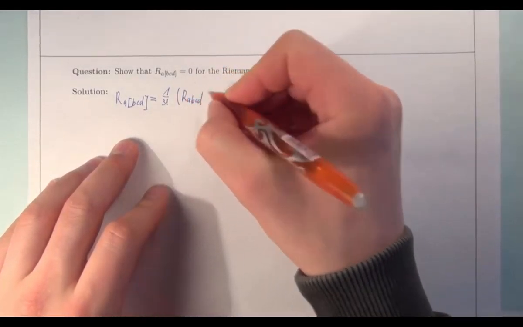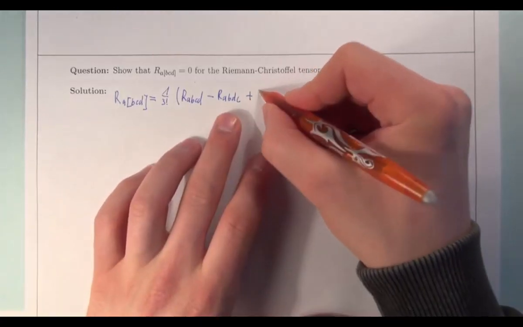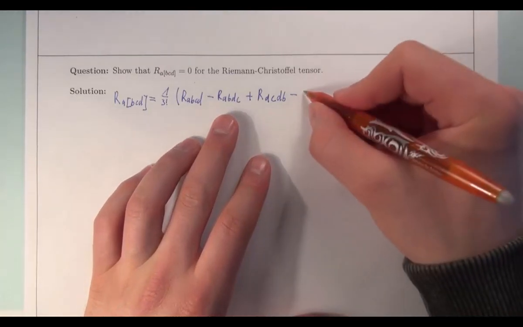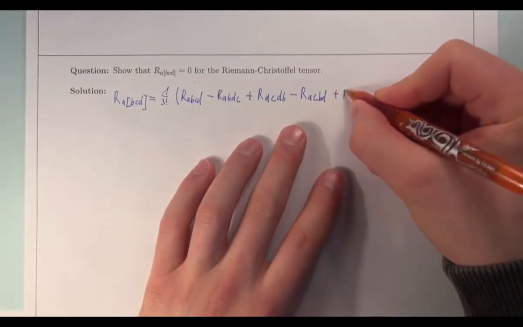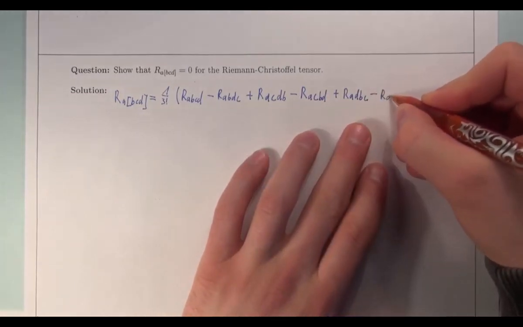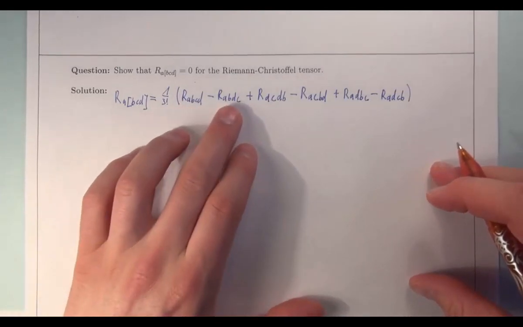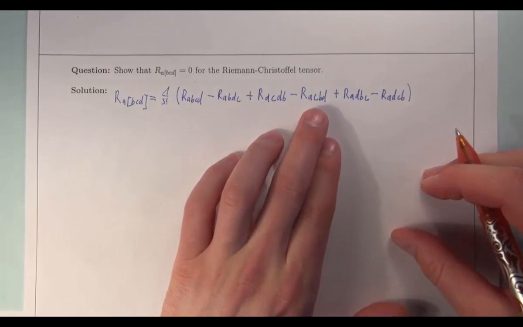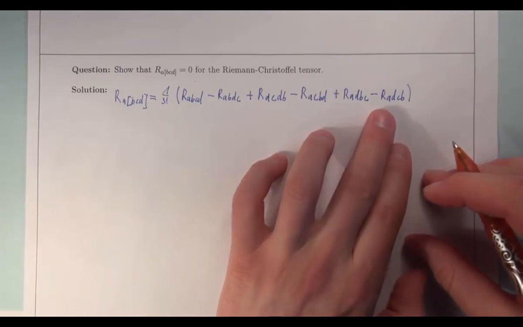It's R_ABCD minus R_ABDC plus R_ACDB minus R_ACBD plus R_ADBC minus R_ADCB. Just checking whether I've made a mistake or not. ABCD is right. One exchange, D and C, is a minus. C with B, picking up one more minus, is plus again. Here I exchange C, B and D, one more minus, perfect, plus. I exchanged D with D, pick up a minus, again a plus, perfect. Good.